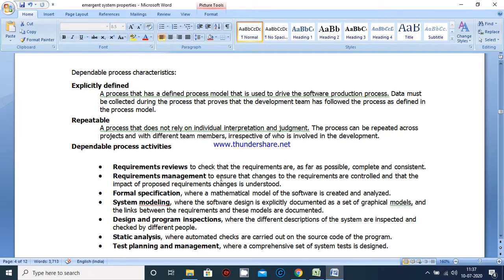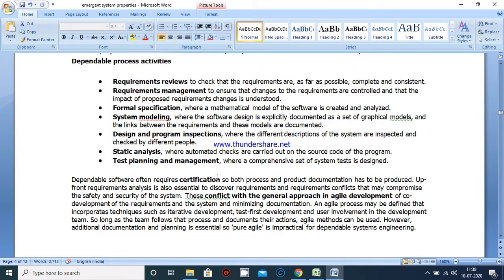Dependable process activities are requirements review, requirements management, formal specification, system modeling, design and program inspections, static analysis, test planning and management. These are the properties of dependable process activities while you are using the concept of emergent properties.